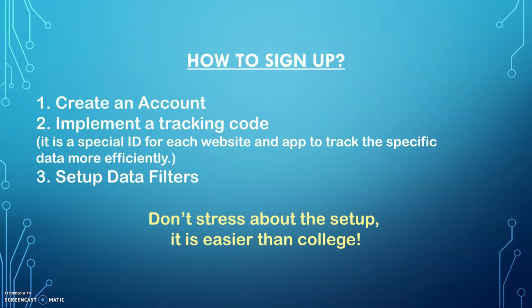So the first thing you want to do of creating this is you create an account. Then you'll have a tracking code, which is a special ID that is specific to your website or application. So if you have any data issue or software issues, Google has something to refer to. And then the final thing is you're setting up data filters.